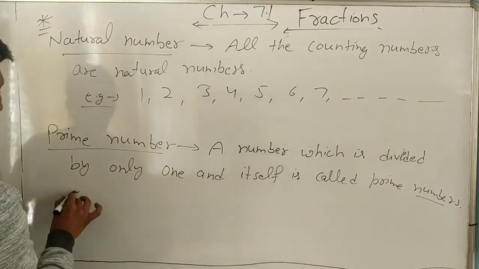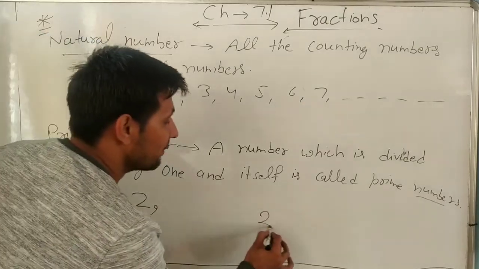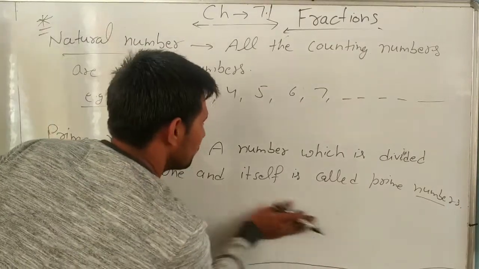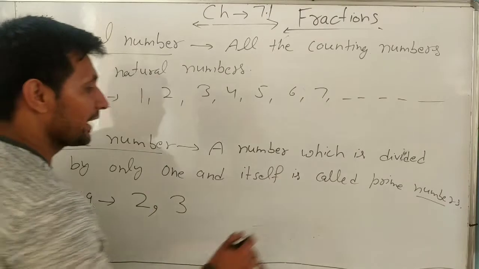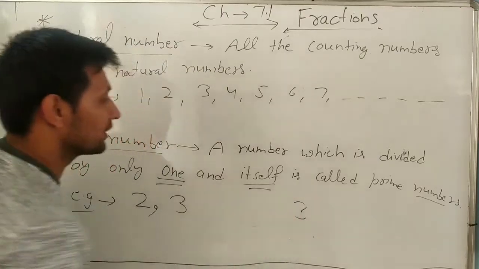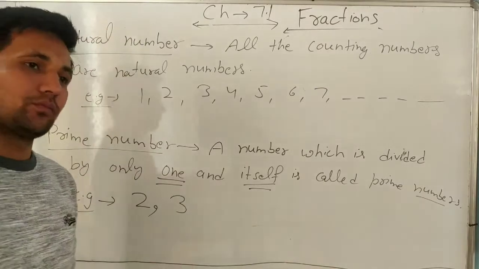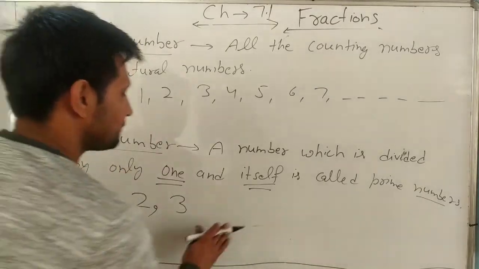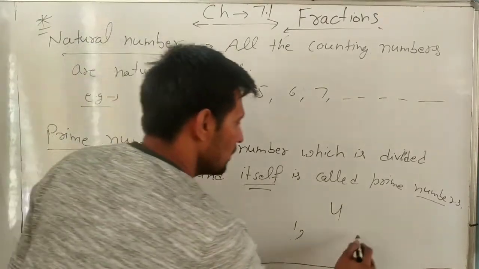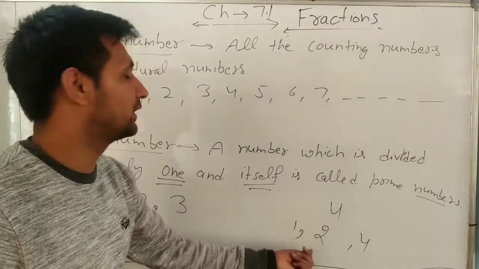Okay. So for example, the first prime number is 2, because 2 is divided by only 1 and 2. Any other number you know? No. So 3 is also divided by only 1 and itself, by 1 and 3. Everyone knows 1 can divide every number. And 4, is 4 a prime number? No, because 4 is divided by 1, 4, and also by 2. 2 can divide 4. So it is not a prime number.